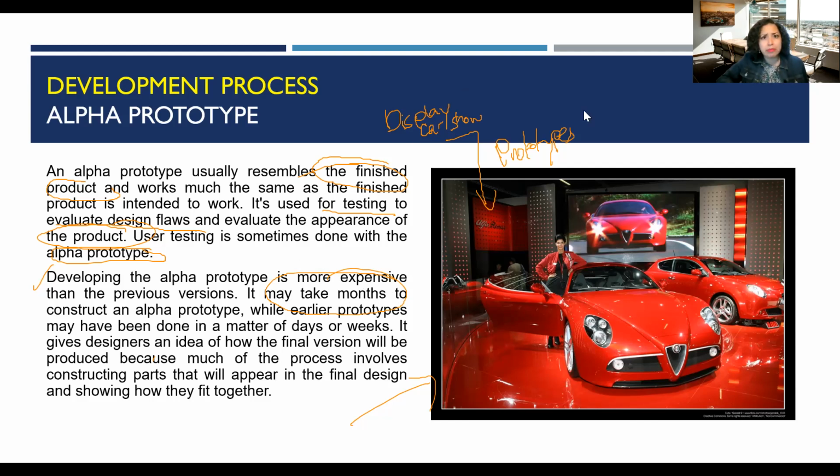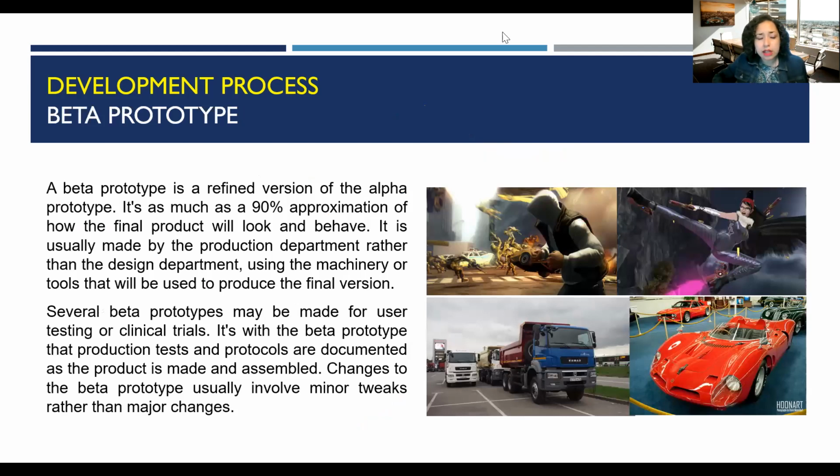So what's the difference with the beta prototype? The beta comes after the alpha prototype, and this one is a refined version of the alpha prototype. This is an approximation of the final product, like 90 percent or a little more of the actual product. It should be very, very close to the final product. But even though you have a working product, you still are going to have changes. That's why it is still called a prototype, because it's built to see if it has any flaws or mistakes, or if you can make some changes to better the product.